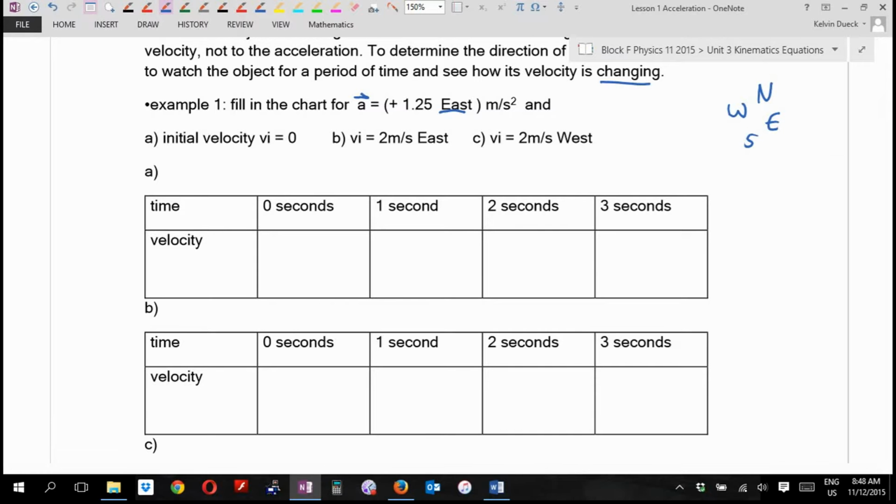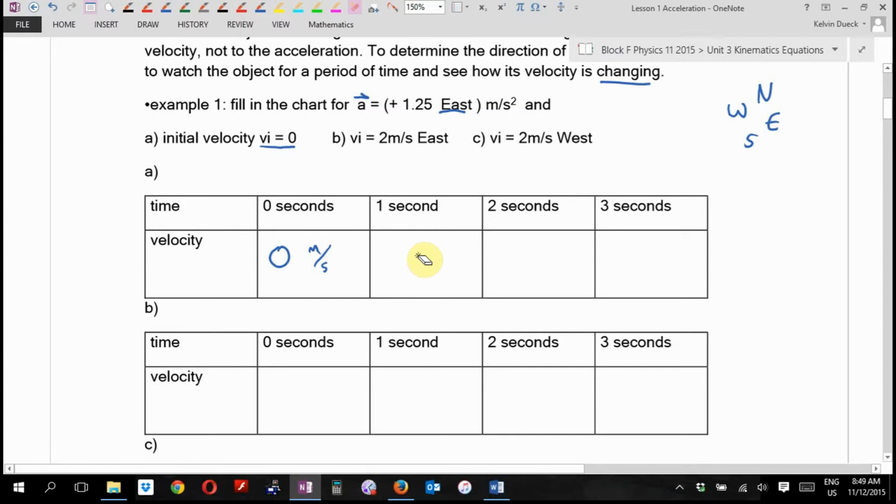If your initial velocity is 0, this is part A. Part B, we'll do it differently. How fast are you going at 0 seconds? 0 meters per second. We can fill that in. If you're accelerating east at 1.25 meters per second every second, which is really what meters per second squared means, and you started off at 0, how fast are you going after 1 second?